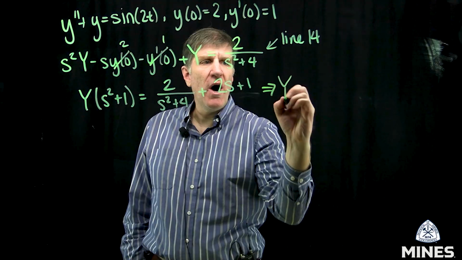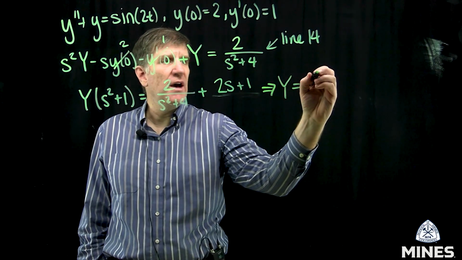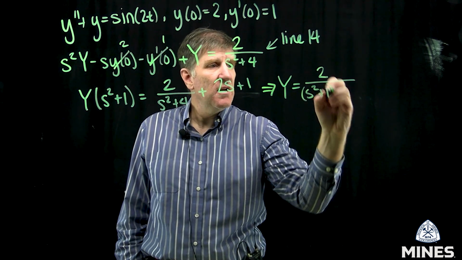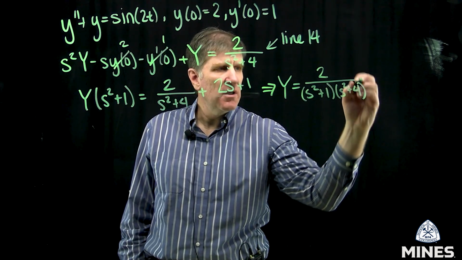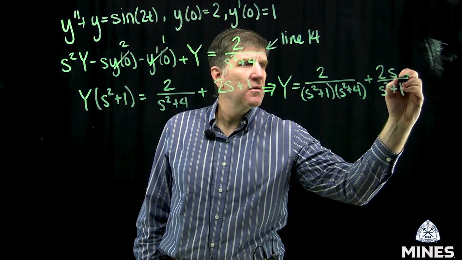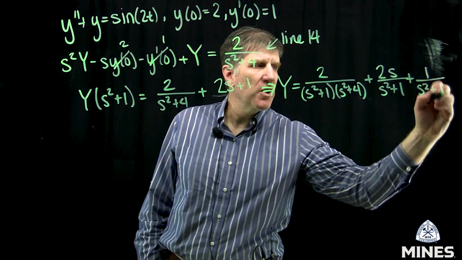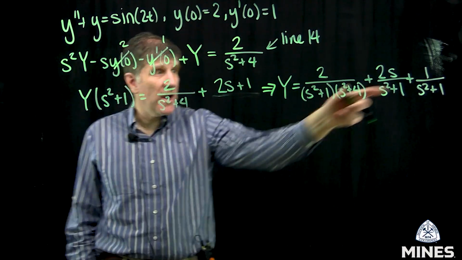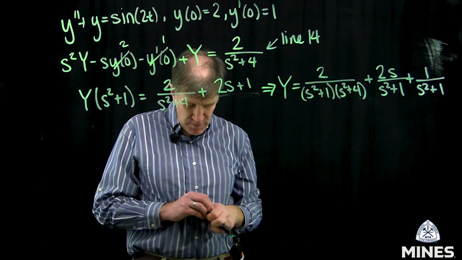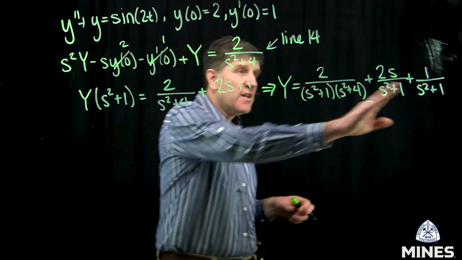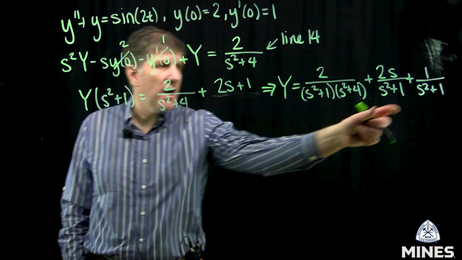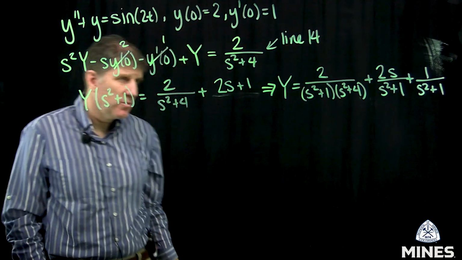To solve for capital Y, divide through by s squared plus 1, and now this is 2 over s squared plus 1 times s squared plus 4 plus 2s over s squared plus 1 plus 1 over s squared plus 1. I could have left that combined as 2s plus 1, but I know I'm going to end up separating it when I do the inverse Laplace transform in a few steps. So I went ahead and separated that fraction already, and I just divided the 2s by s squared plus 1 and the 1 by s squared plus 1 and kept it separate.